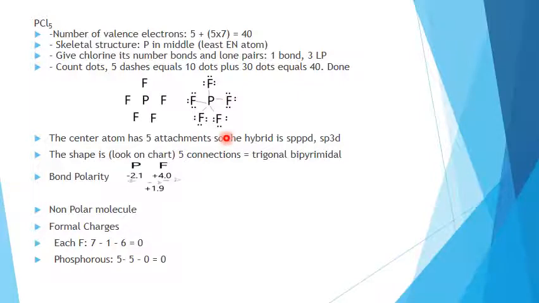It has 5 attachments, just like the previous model. So it's also going to be SP3D. The shape has 5 connections, and you'll see that's trigonal bipyramidal. And hopefully, if you look at the shape, maybe you can figure out why that is. The bond polarity is going to be figured out here. This is a nonpolar molecule. The phosphorus has the same things attached to it. The formal charges are as such. Okay, pretty simple and straightforward.